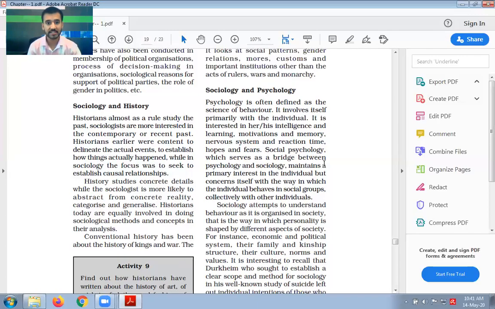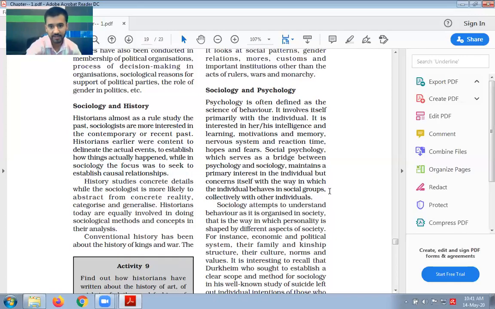Social psychology is where sociology, or society study, meets psychology. That's social psychology. And when this is political sociology, then obviously politics is involved, right? Okay, which serves as a bridge. So social psychology serves as a bridge between psychology and sociology.